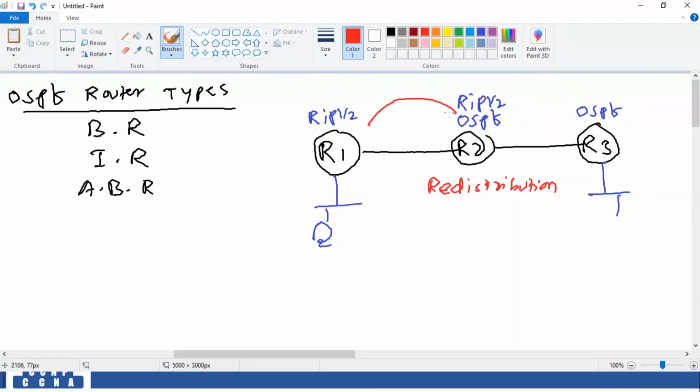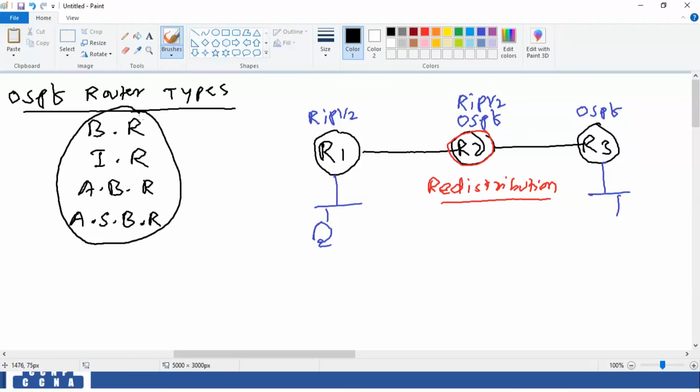How? RIP networks into OSPF, OSPF networks into RIP will convert. So that process we call what? Redistribution. So what exactly is R2 doing now? A router which enables communication between two different protocols. It's enabling communication between RIP and OSPF now. So the device, a router which enables communication between two different protocols, we call it ASBR, Autonomous System Boundary Router.